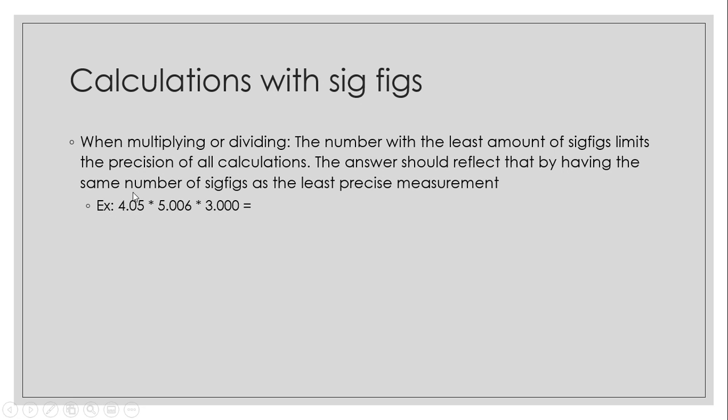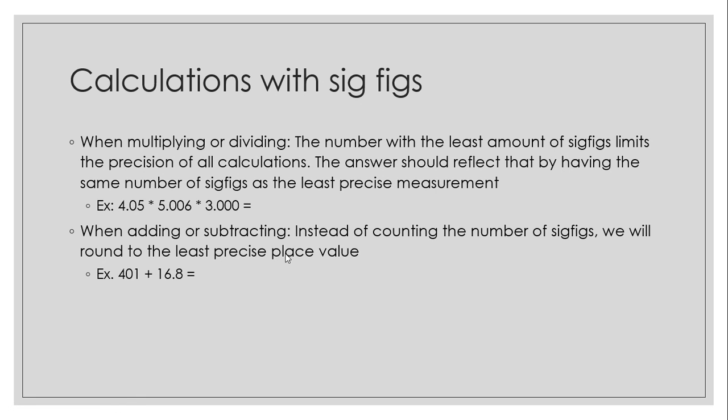This number right here, 4.05, has the least amount of significant figures, which means it's the least precise. So we're going to want to round our answer to have 3 significant figures. In this case, it would be 60.8. All right, I'd even put the answer in there.